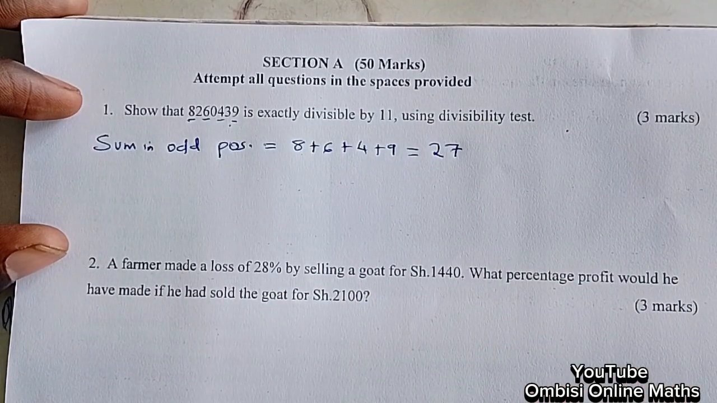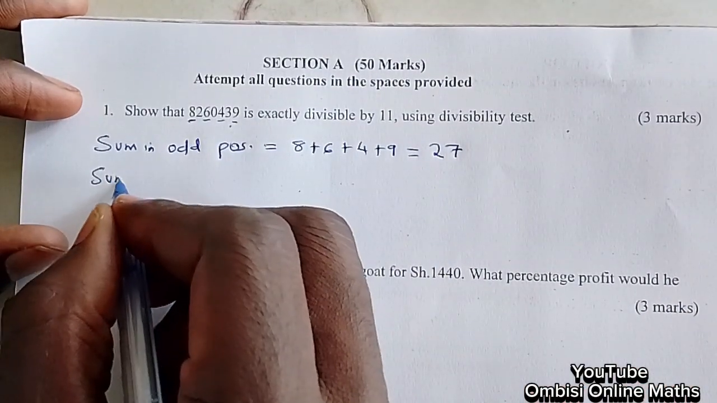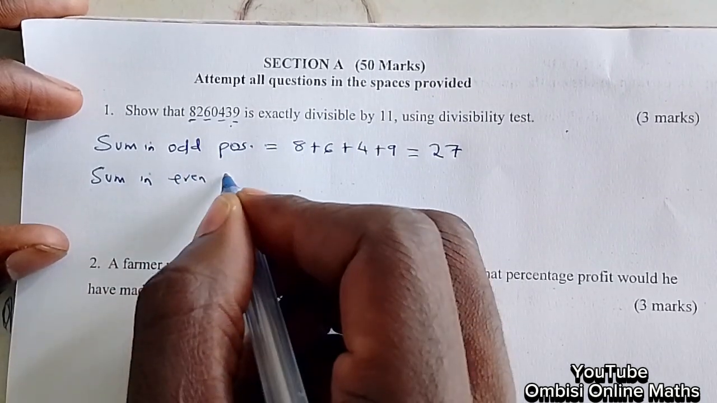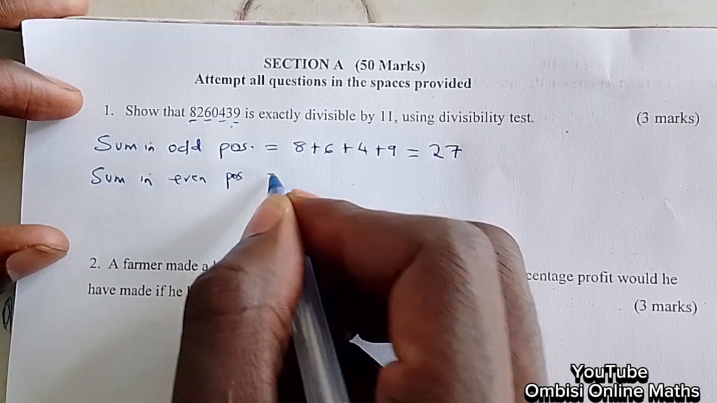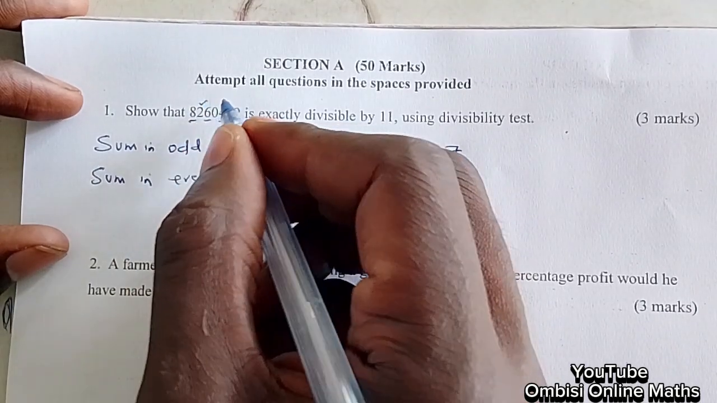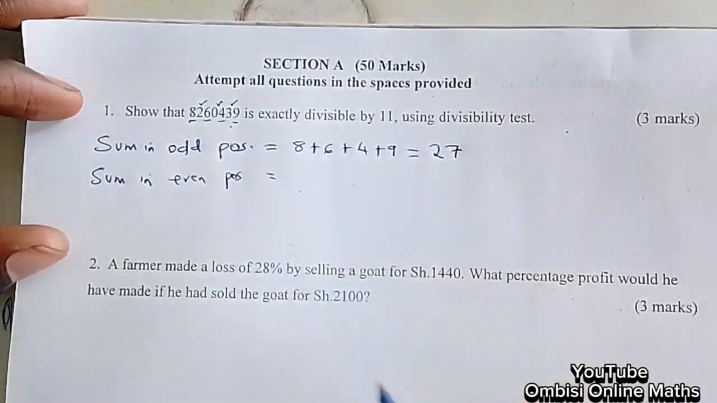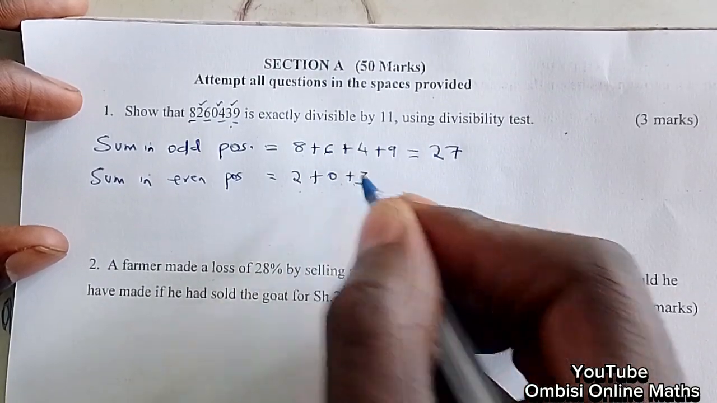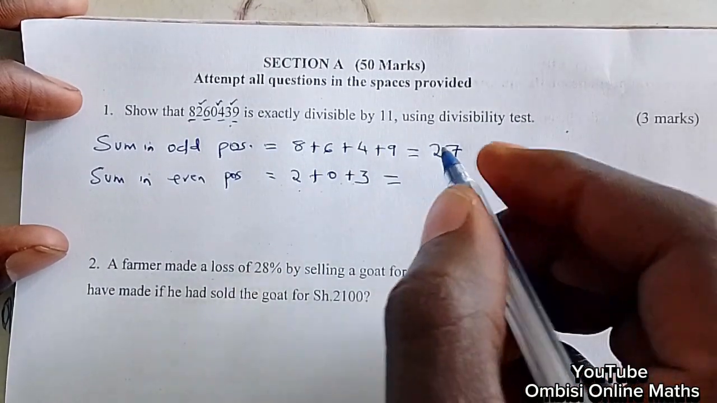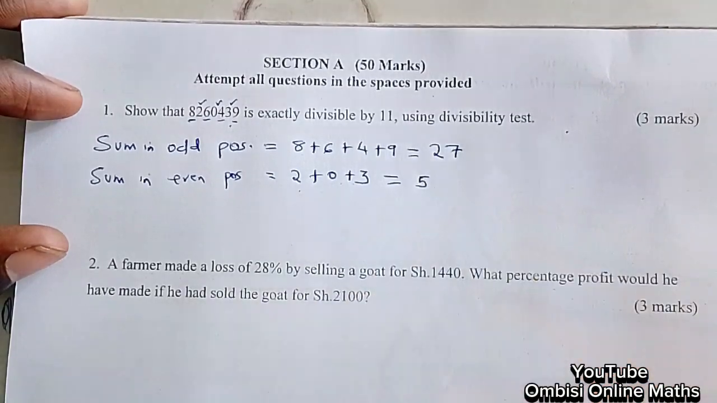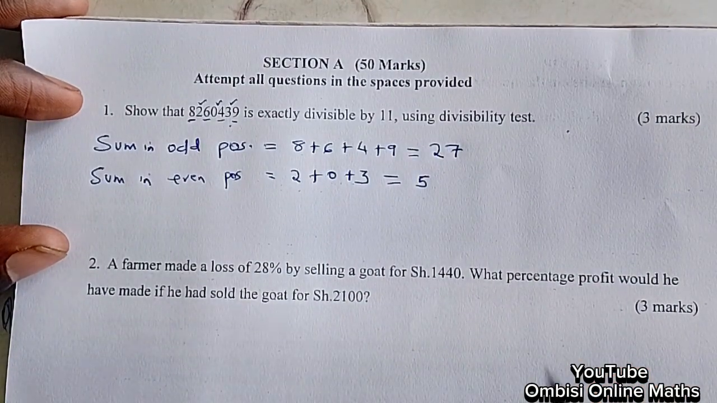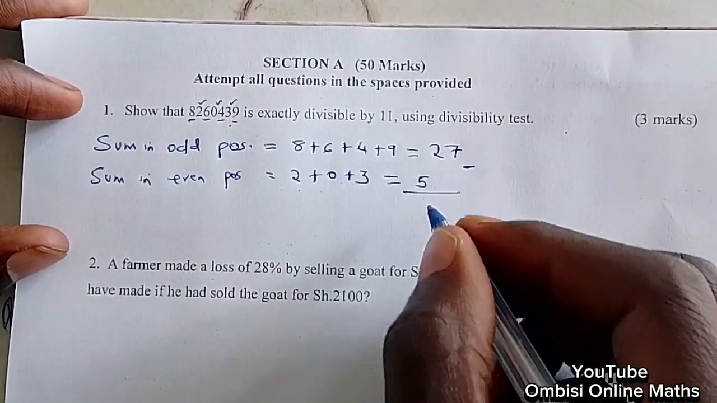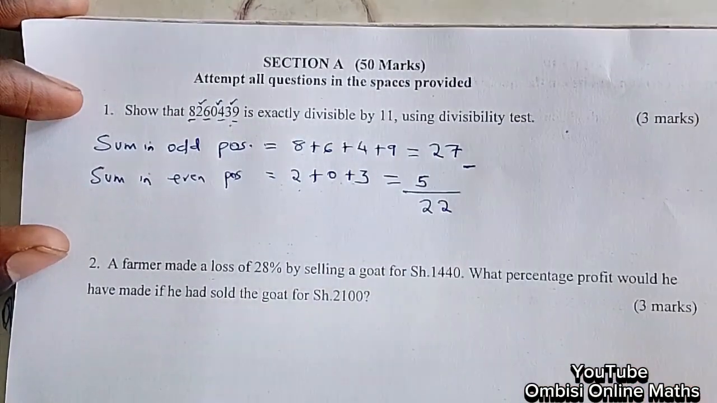Then you look for the sum in even positions. In even positions, we have 2, 0, and 3. So it's going to be 2 plus 0 plus 3, which translates to 5. Then we find the difference in the sum. When you find the difference in the sum, here it translates to 22.